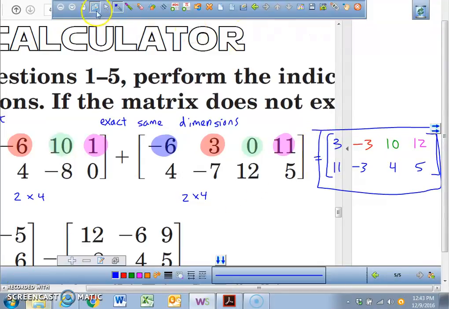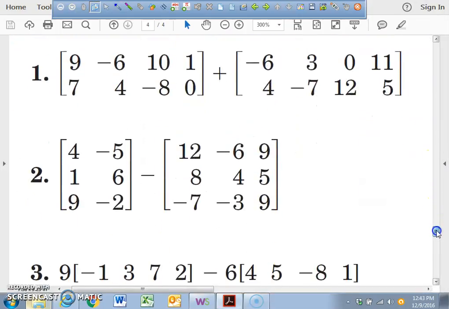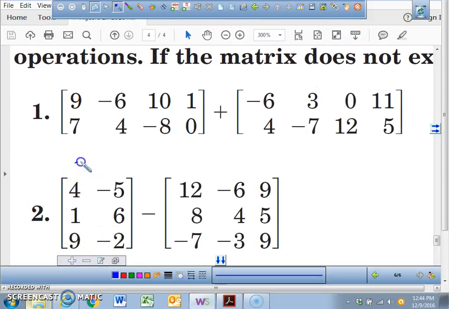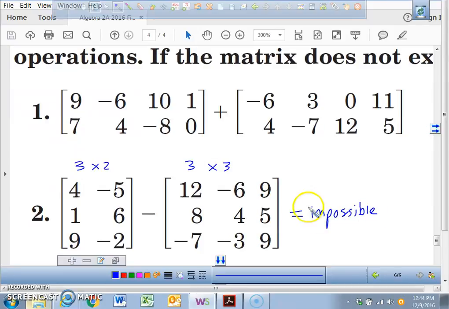All right, moving on to number 2. What's it asking us to do? It's asking us to take this matrix, which is a 3 by 2, and it's asking us to subtract a 3 by 3. Now, if you try to do this, that would be incredible if you're able to do this, because this is impossible. Because what do we know about operations with matrices? They have to have the exact same dimensions if you're going to add them or subtract them. Okay? All right, on to problem number 3.